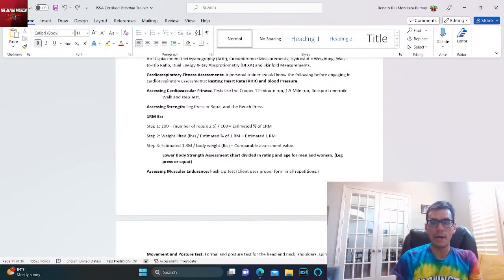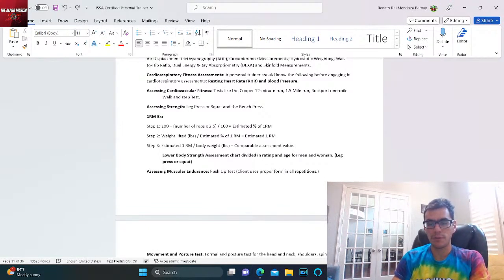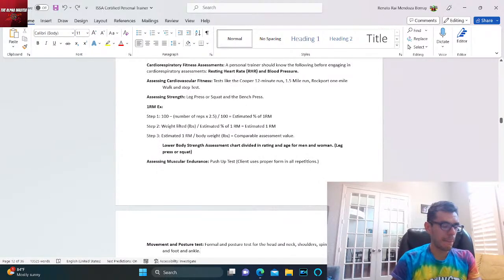To assess muscular endurance, you need the push-up test, for example, where the client uses proper form in all repetitions. Now, the movement and posture test.